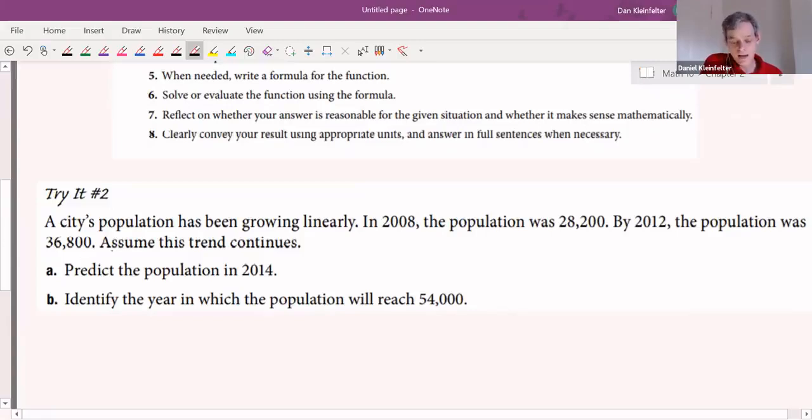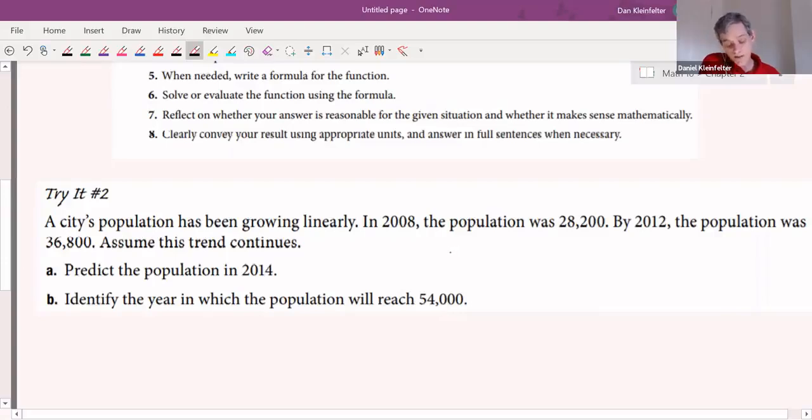That's kind of the background information. We're going to assume the trend continues. If it didn't continue, then we would be stuck, basically. We wouldn't know what to do at this point. We're going to predict the population in 2014, and then we're going to identify the year in which the population will reach 54,000.